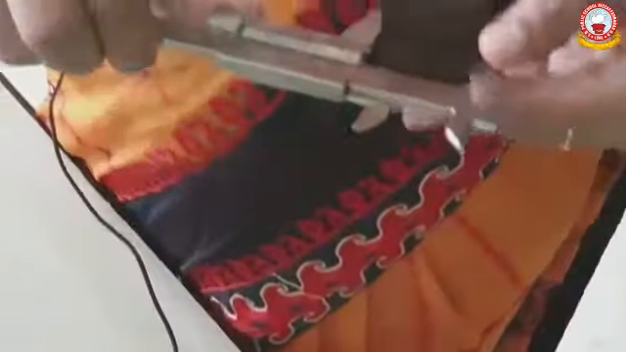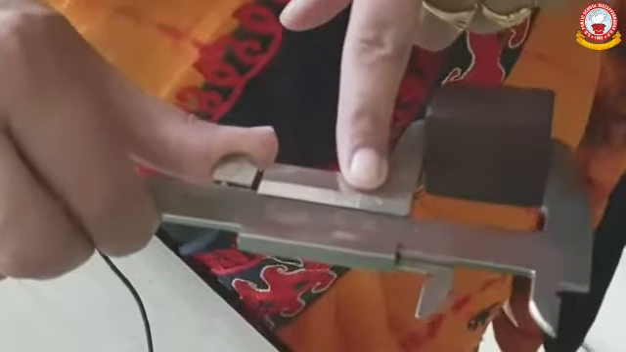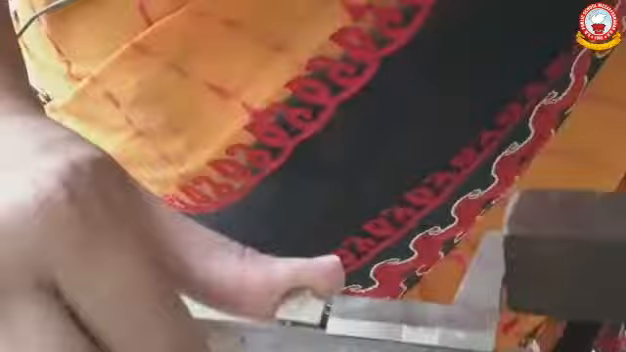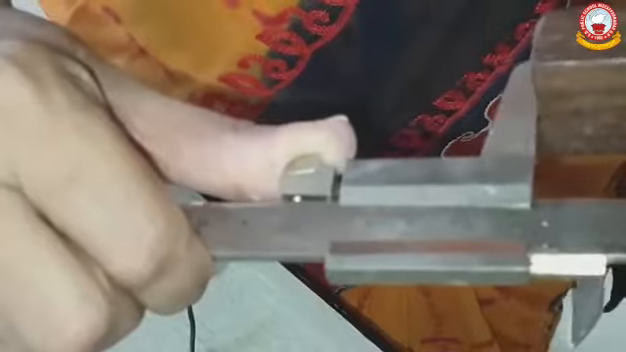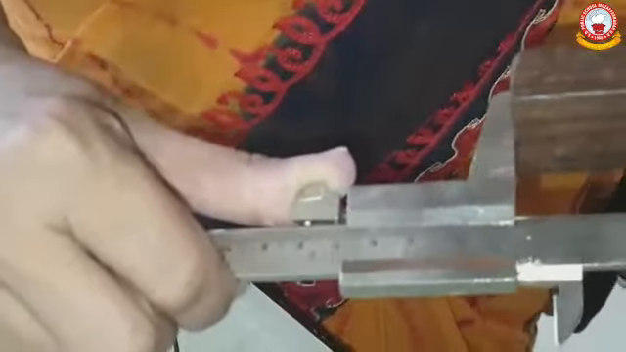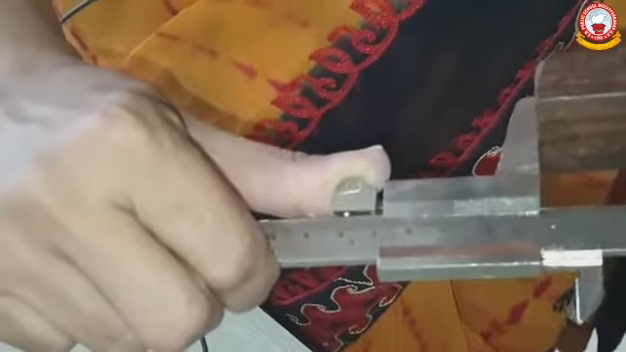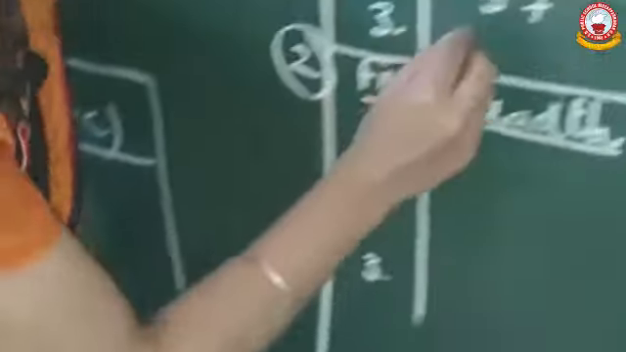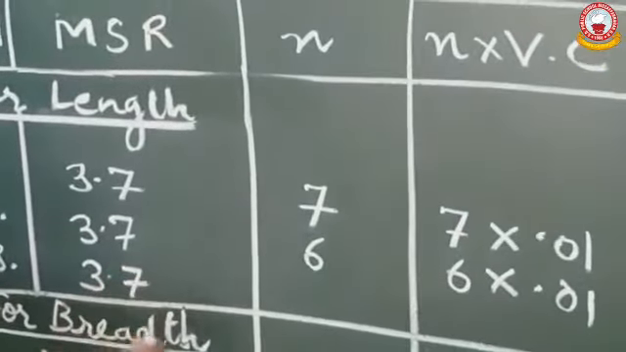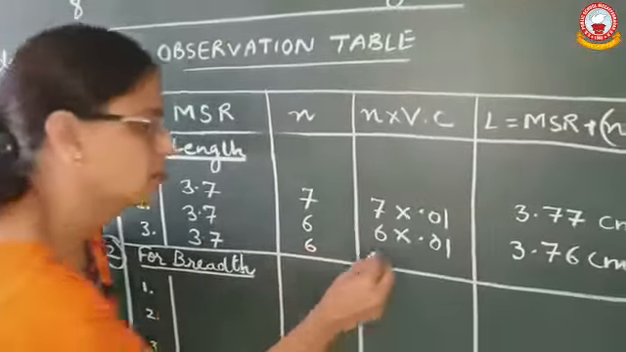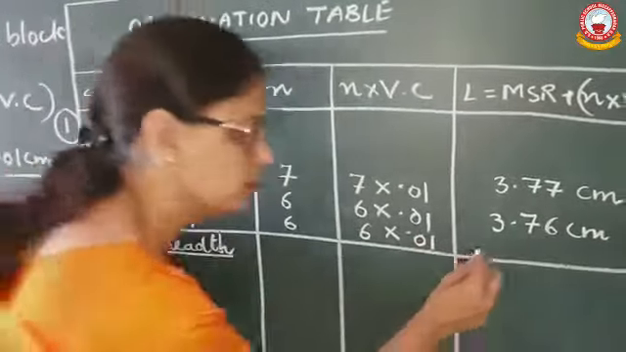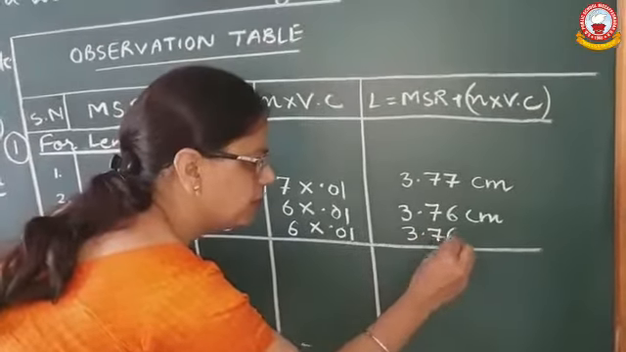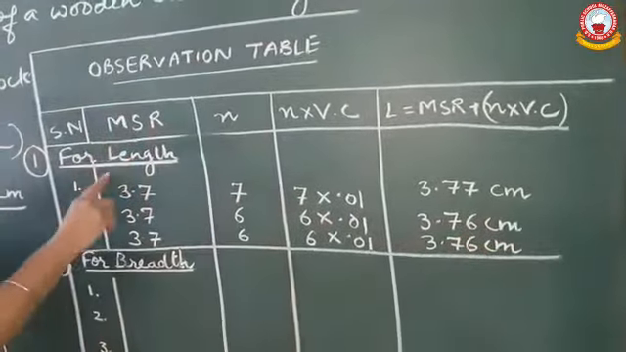Now third observation, again the main scale reading here is 3.7, but the number of divisions coinciding here is, let us look very carefully. It is 6th again, meaning we are getting the next observation also to be the same. It is not necessary that you will obtain a different observation, it could be the same also. In this way we have taken 3 observations for the length.